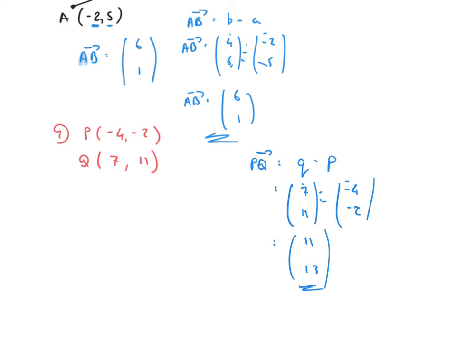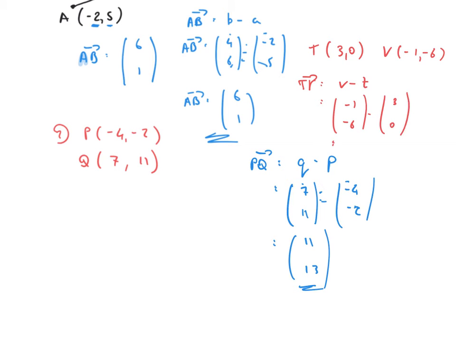so the vector this time would be 11, 13. Let's say that we had a point T, which was 3, 0, and a point V, which was -1, -6, and I want to get the vector TV, so that's going to be V minus T, so that's going to be -1, -6 minus 3, 0. -1 minus 3 is -4, and then -6 minus 0 is -6. Okay, let's try one more.